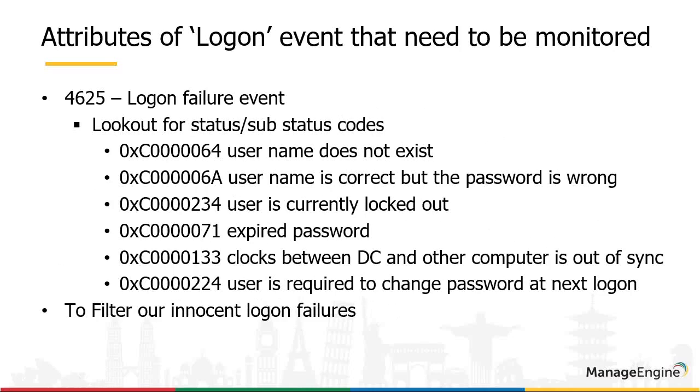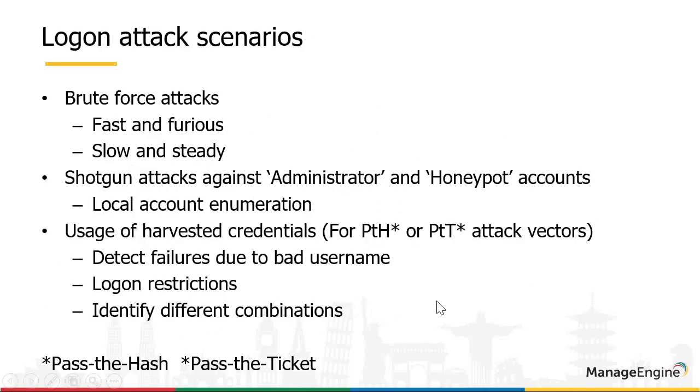And why do we need these status codes? To differentiate between legitimate activity and an attack. If we get a large number of logon failures for one or more accounts with the top two status codes, that's definitely an attack. We need a baseline, right? In order for us to build a baseline, the status code would help us a lot. And now let's talk about various attack scenarios and how the logon events are going to help us.